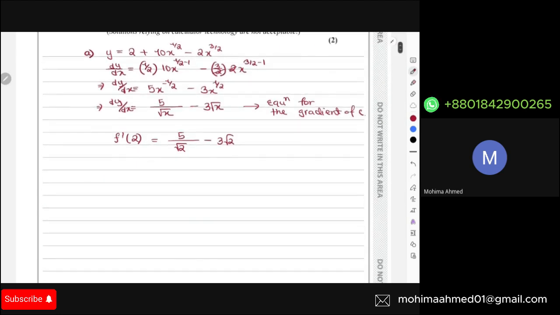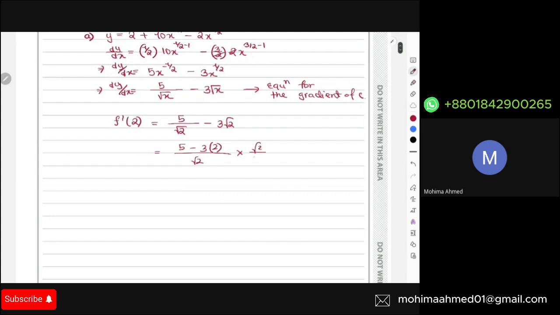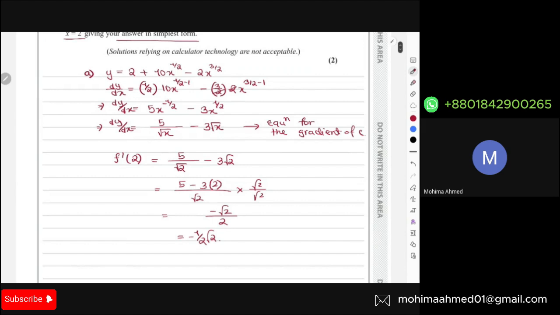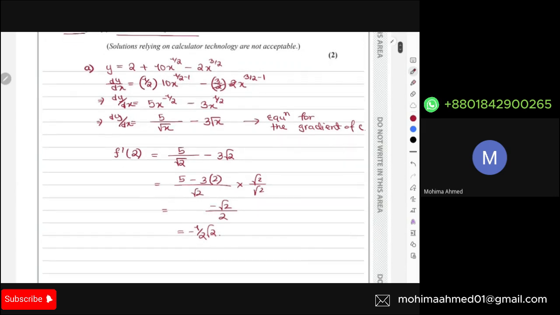So for this exact value, what I can do is maybe I can do LCM over here. So we have 5 minus 3 root 2 over root 2. Eventually, root 2 means 2 divided by root 2, multiplied with root 2 divided by root 2, rationalization to eliminate the root, and eventually 5 minus 6 is just minus 1, right? So we have minus root 2 divided by 2. So you can finally write minus half root 2 as your final answer. This is the gradient of the curve or of the tangent at the point when x is equal to what? 2, right? This is the final answer.